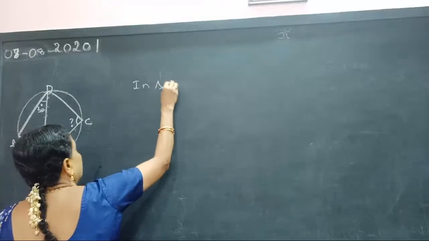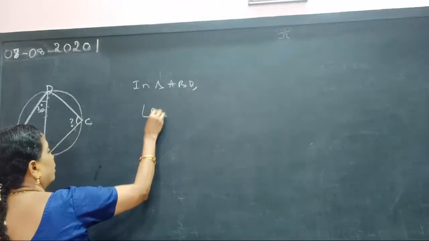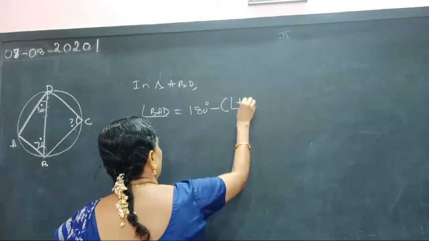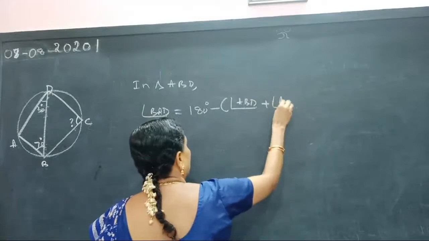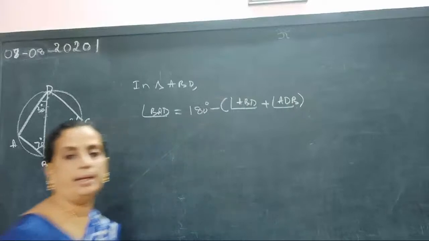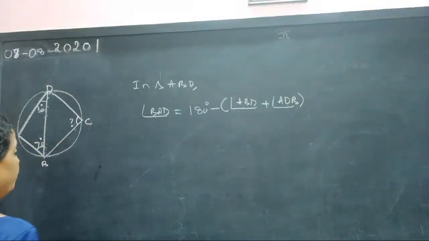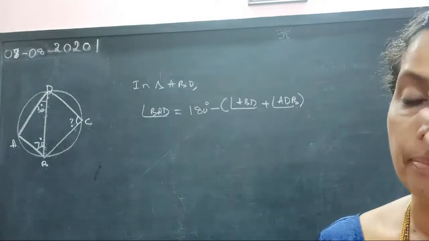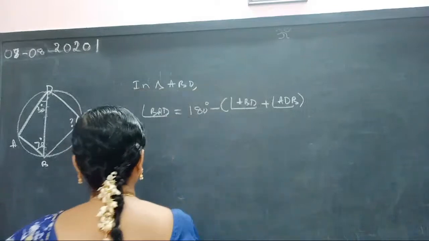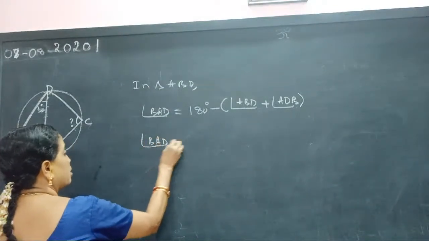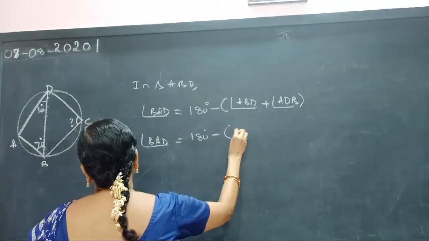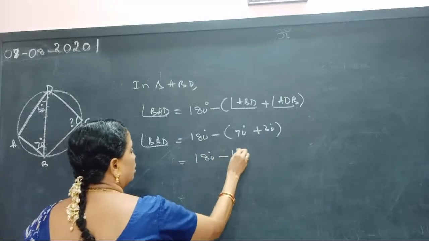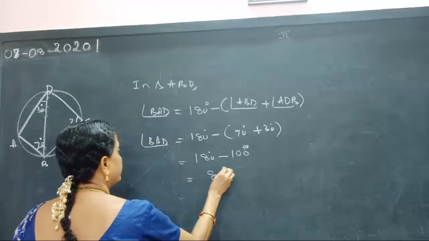Answer. In triangle ABD, angle BAD equals 180 degree minus angle ABD plus angle ADB. Using angle sum property, we can have angle BAD. Once you know angle BAD, we can find out angle BCD. Angle BAD equals 180 degree minus 70 degree plus 30 degree, 180 degree minus 100 degree, it is 80 degree.